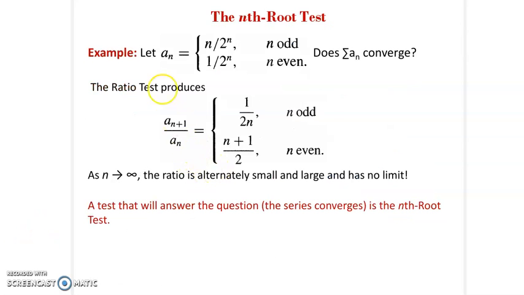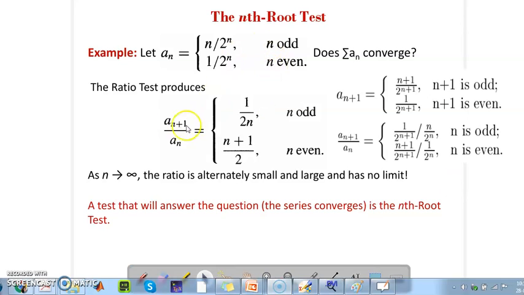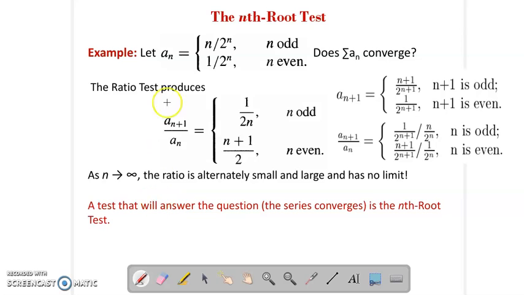Let's apply ratio test. So look for this ratio an plus 1 by an. So when you look for an plus 1 by an, this will turn out to be 1 by 2n when n is odd, and n plus 1 by 2 when n is even. Let's see how this an plus 1 by an turns out to be this one. Now we are given what is an, right? Now based on this an, try to write an plus 1. Replace n with n plus 1. So an plus 1 is equal to n plus 1 upon 2 to the power n plus 1.